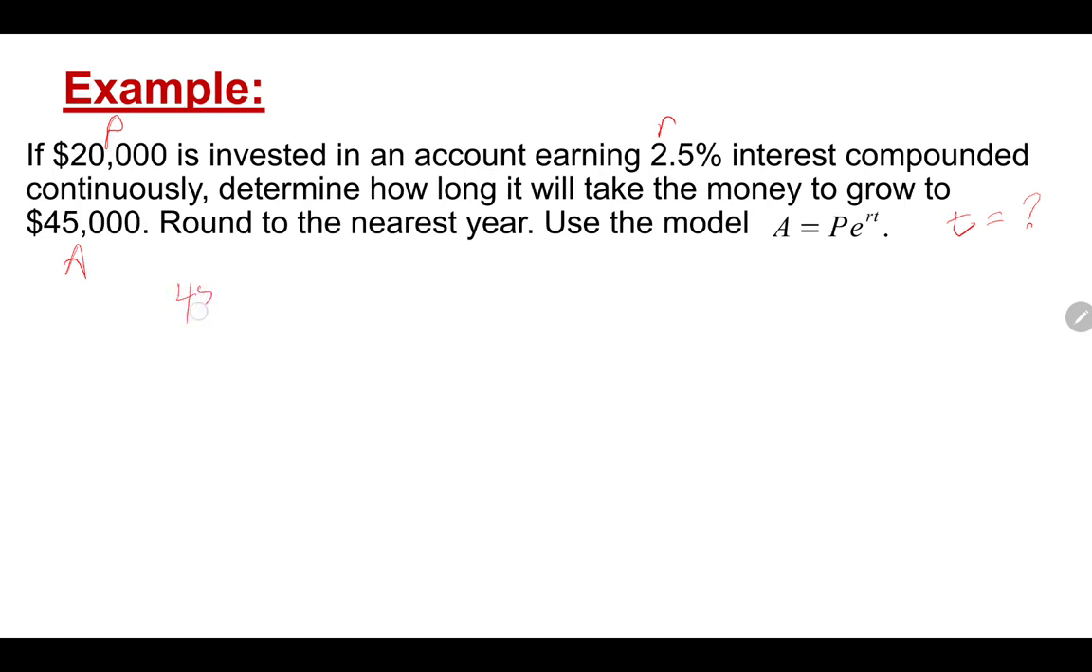We have 45,000 is equal to 20,000 times e raised to the, and again we got to convert that to a decimal, so it's 0.025 T.